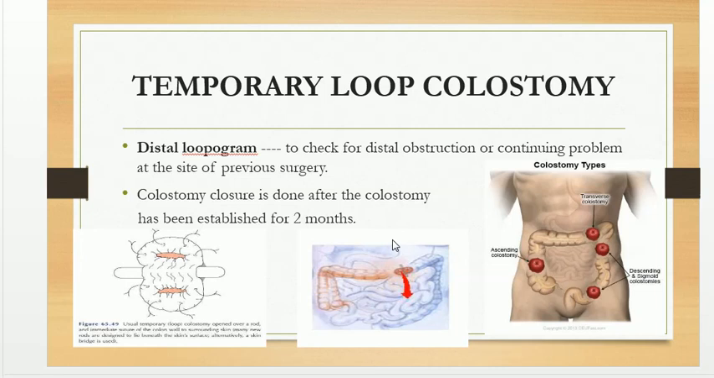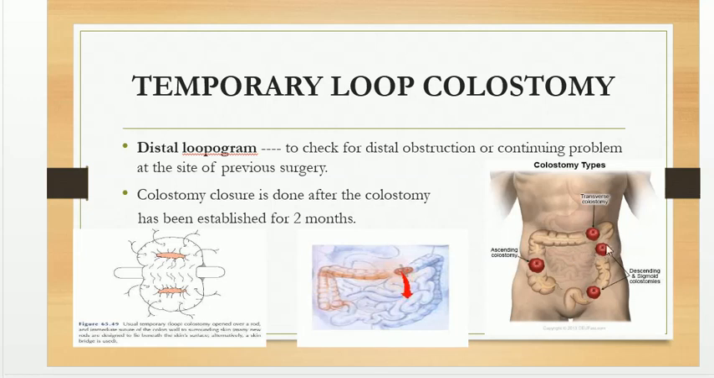Usually the timing of this colostomy closure is about 2 months afterwards, so that the tissues become mature. So these are the different areas where the colostomy is formed. This is ascending colostomy. This is transverse colostomy, the place for transverse colostomy. Descending or sigmoid, this is the area of sigmoid.